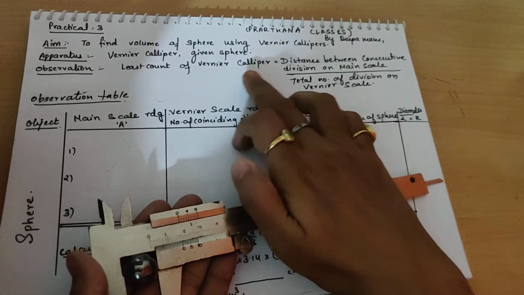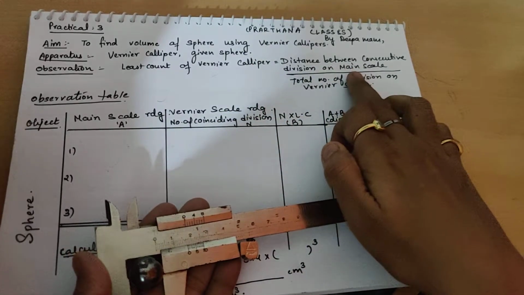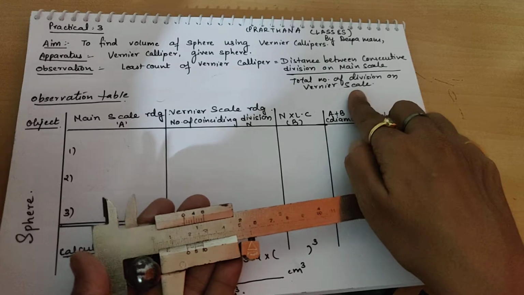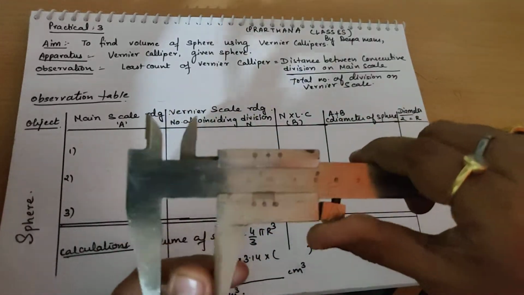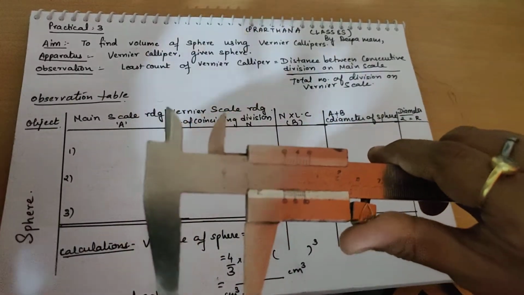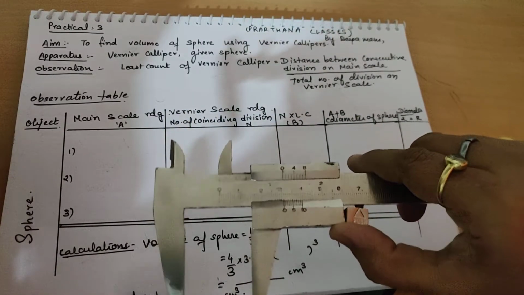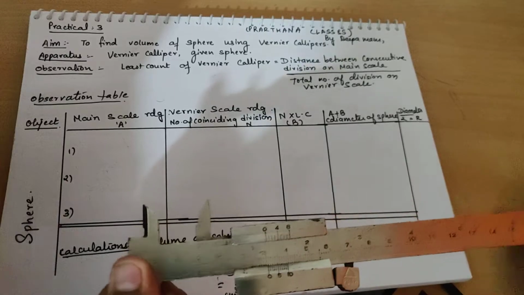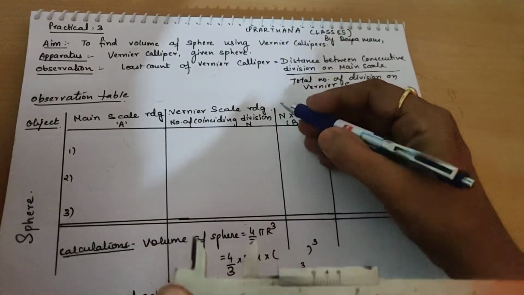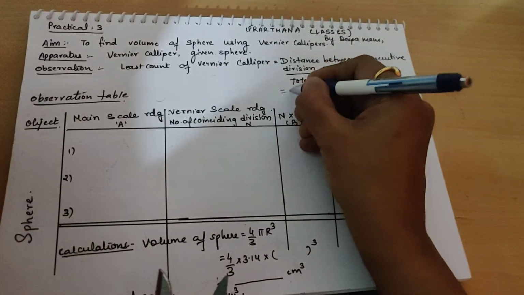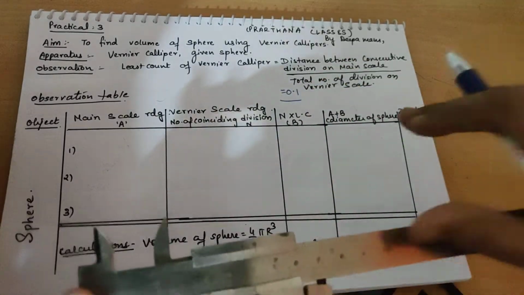What is the least count? Least count is the distance between consecutive divisions on the main scale upon the total number of divisions on the vernier, fine. You can see here that between 0 and 1 there are how many divisions? You can see there are 10 divisions, fine. And distance between consecutive division means what? That is 0.1. Distance between consecutive division is 0.1.